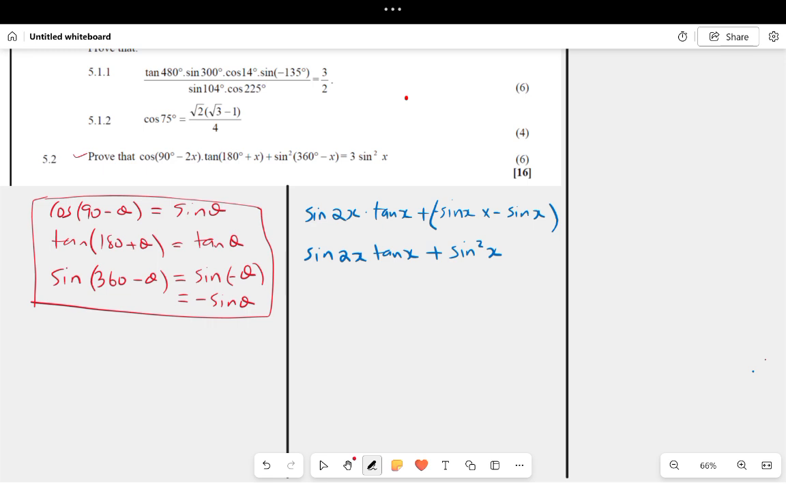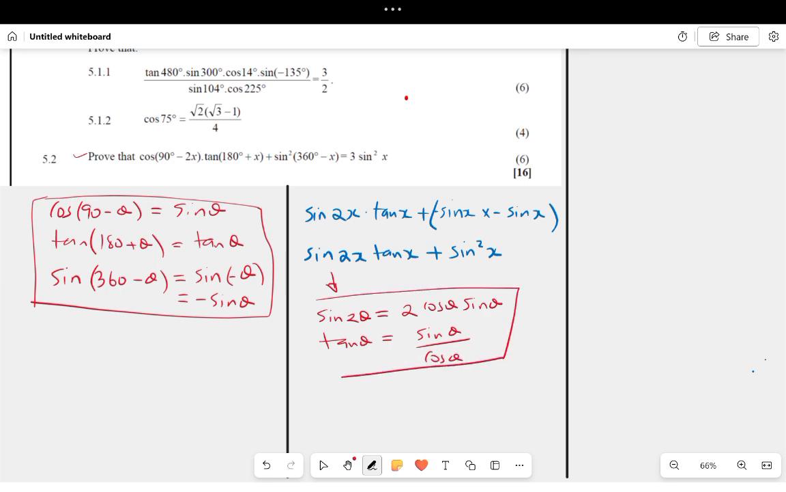Again, there are some formulas we need to remind ourselves before we proceed further. We know sine 2 theta can be written as 2 cos theta sine theta. And then tan theta is simply equal to sine theta over cosine theta. Very, very important for us.